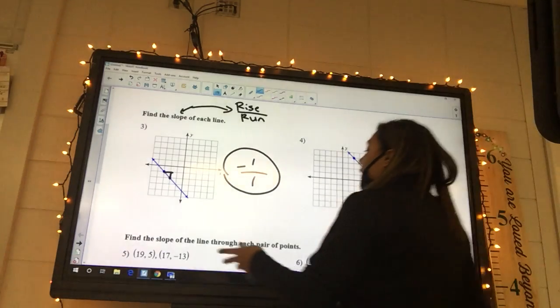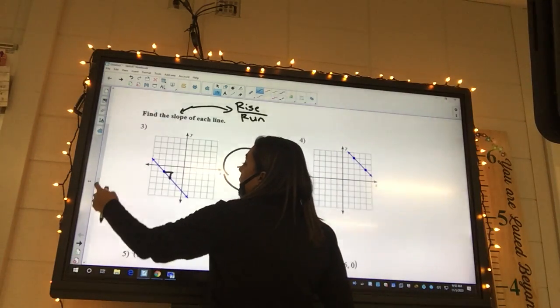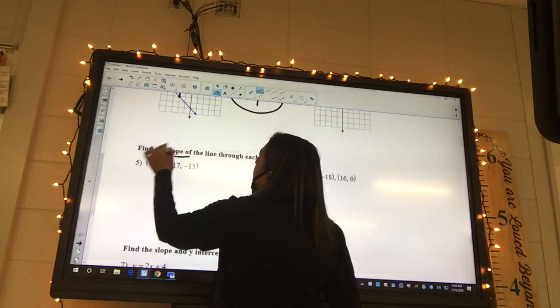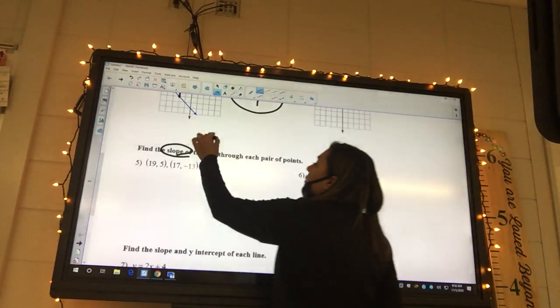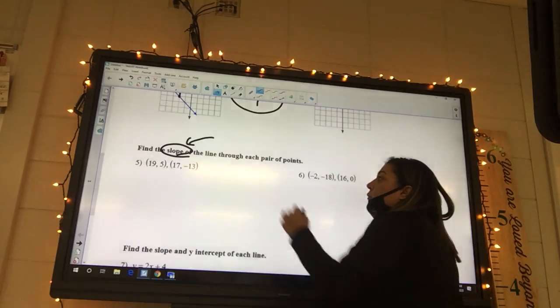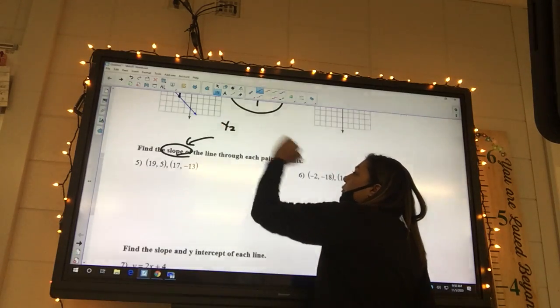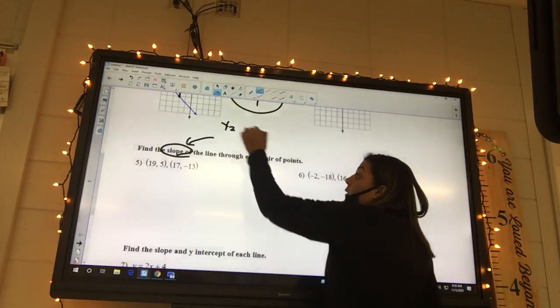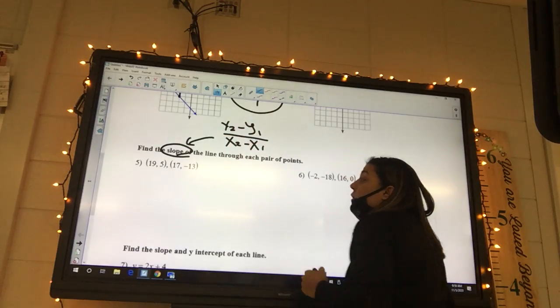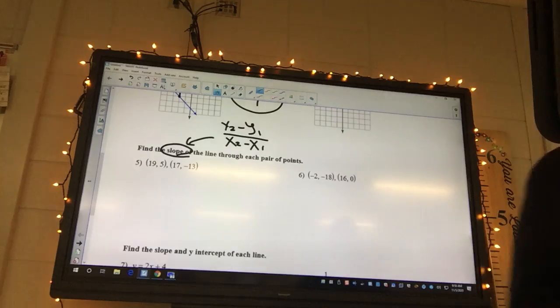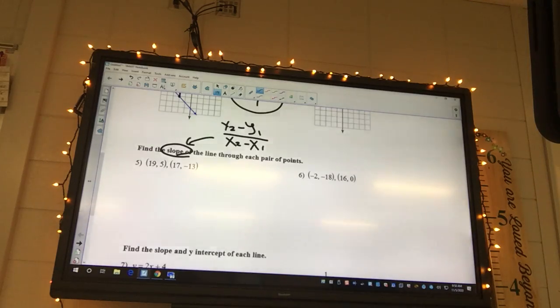The next one says find the slope of the line through each pair of points. What's our slope formula? It's y2 minus y1 over x2 minus x1. That's our slope formula. And when do you use your slope formula? When there's 2 points.